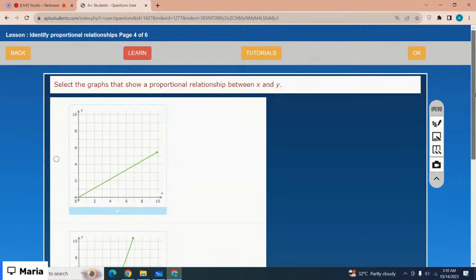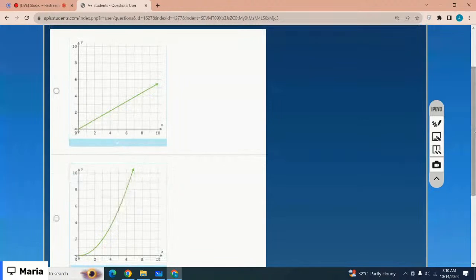Okay, select the graph that shows a proportional relationship between x and y. So which is the correct option, option one or option two? The correct option is option number one. Very good.